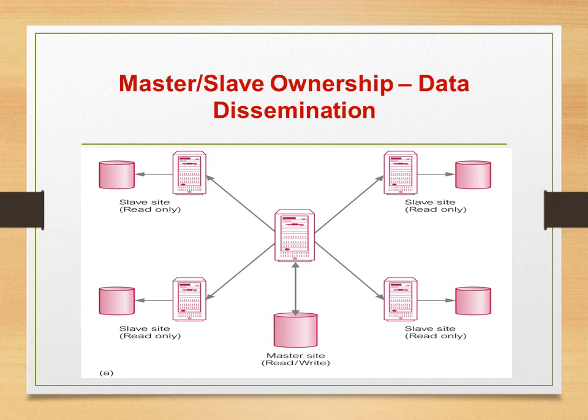First is data dissemination. Dissemination means the act of spreading something. This is the environment where data is updated in a central location and then replicated to the read-only sites. For example, product information such as a price list could be maintained at the headquarters site and replicated to the read-only copies held at the remote branches.